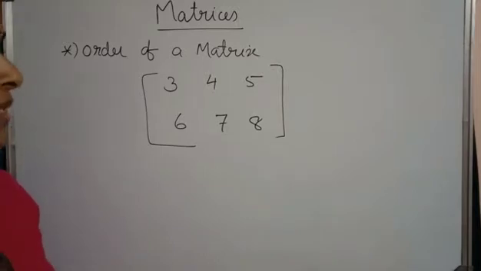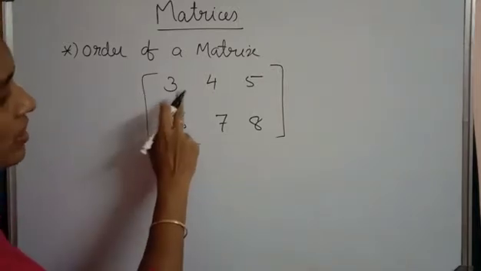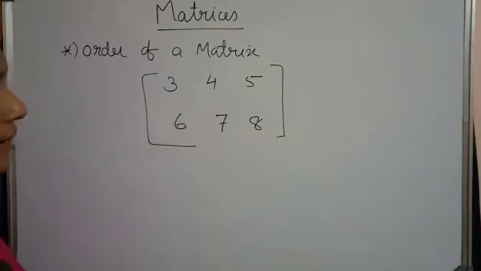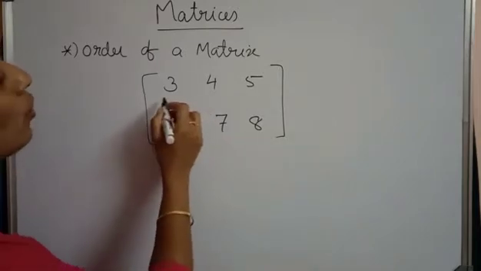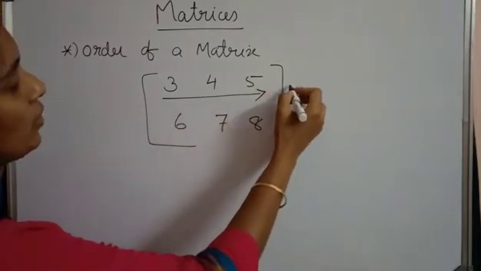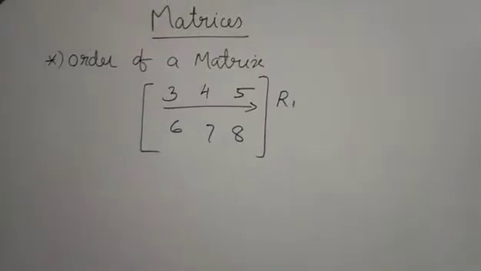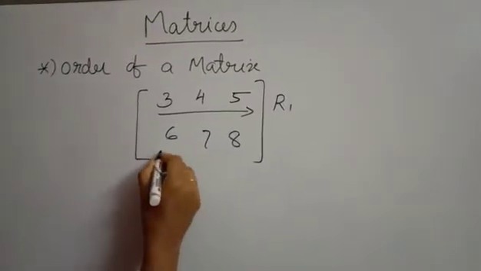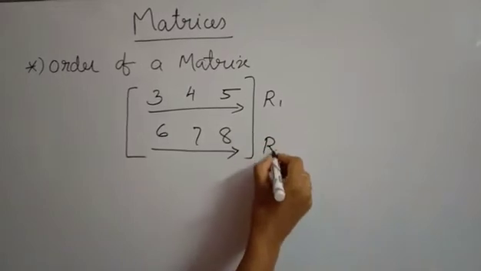So, what do we mean by rows and columns? Consider the matrix 3, 4, 5, 6, 7, 8. Here, the horizontal line is called a row. This is the first row, and this is the second row, R2.